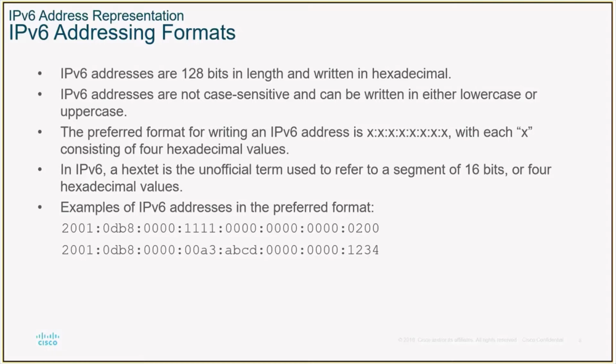Of course, 4 hexadecimal characters are 4 bits each, so it's actually 16 bits for each colon there, and so they call that a hextet. So it's an unofficial term used to refer to a segment of 16 bits or 4 hexadecimal values. And so some examples of IPv6 addresses are below, and so you can see that there's 4 characters, a colon, 4 more characters, etc. Now this is basically the addressing done in longhand. You can shorthand these addresses as well, and we will talk about that later in the slides.